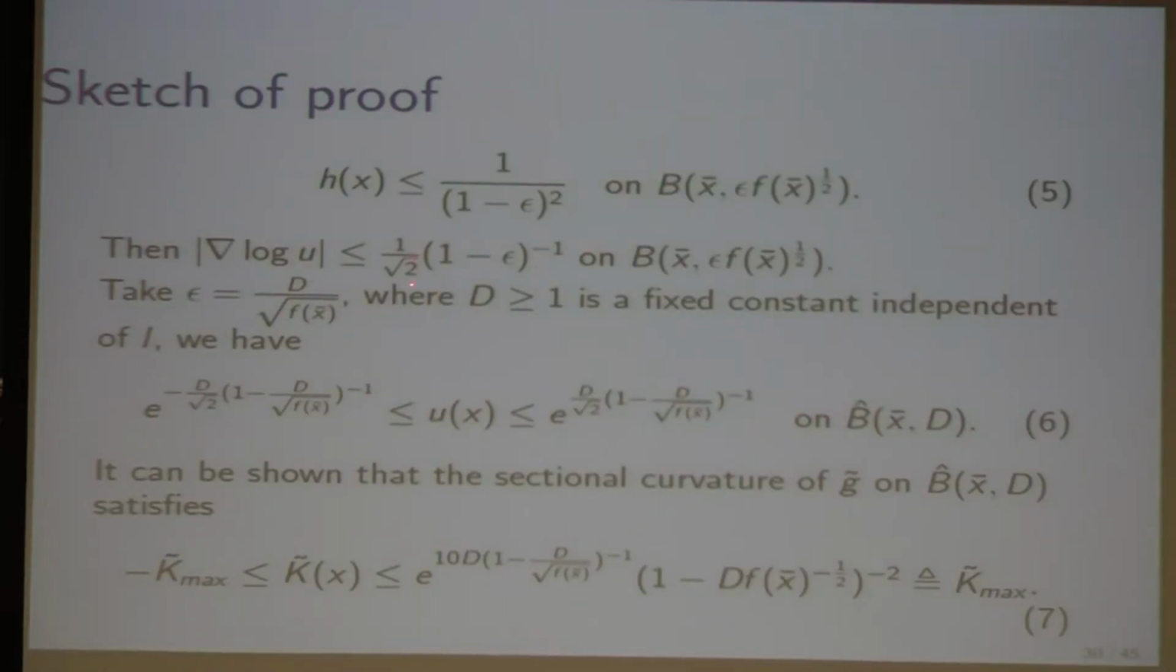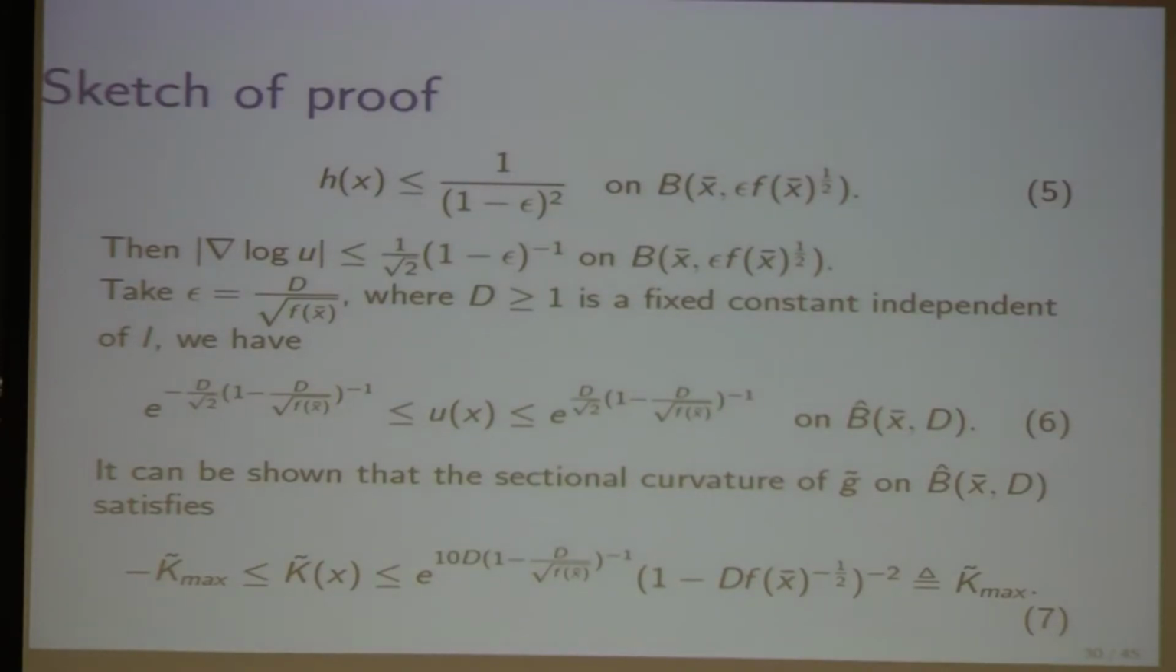Because this point x bar is almost the maximum point, it controls the quantity at nearby points. Because H involves the gradient of u, this holds. So u is controlled in a large ball. Actually, I only need this ball radius D to be 1, not too large. And if this is controlled, then the curvature is also controlled for this G tilde metric.